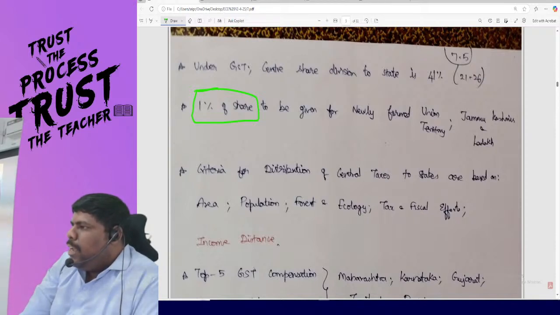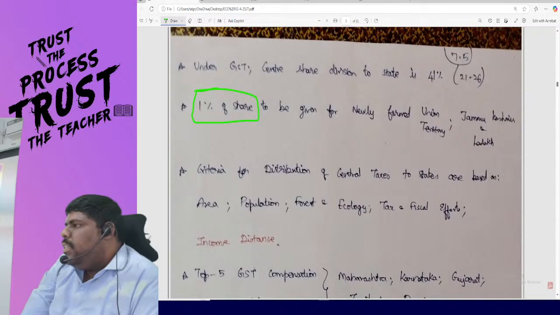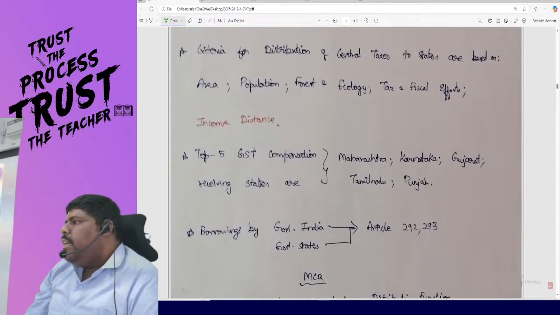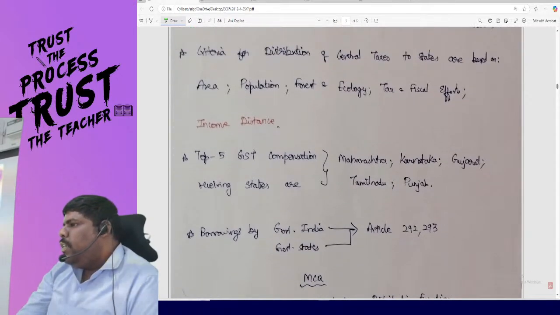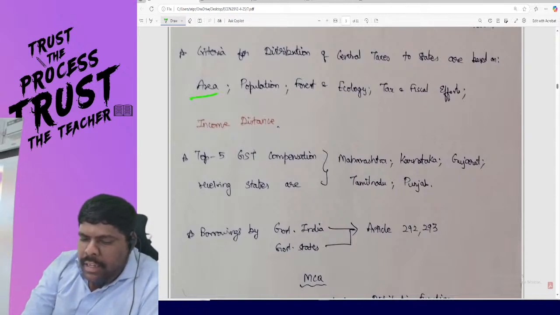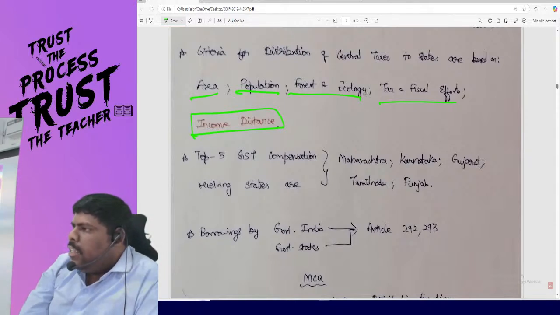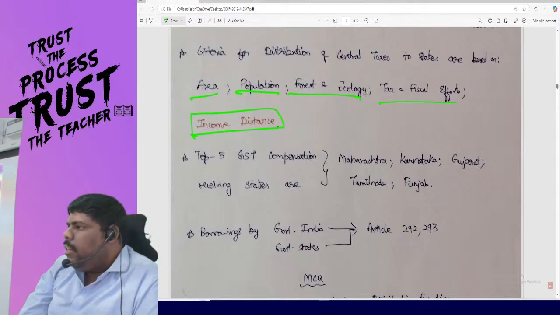The same question was asked some 2 years back, right at the time when Jammu and Kashmir was converted into a Union Territory. The question was: how much percentage of the GST share is given to the newly formed territory? It is 1%. Now listen. How does the central government share the revenue from one state to another? It is based on area, population, forest, tax effort and income distance. Based on this, they allocate the revenue from GST to each and every state.